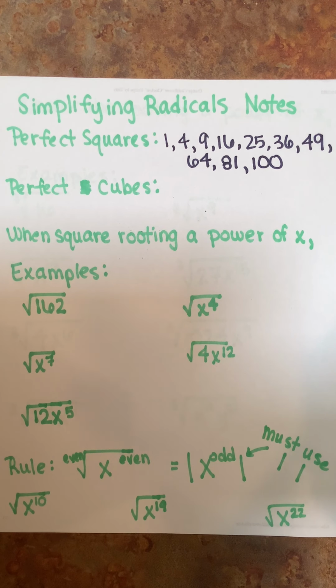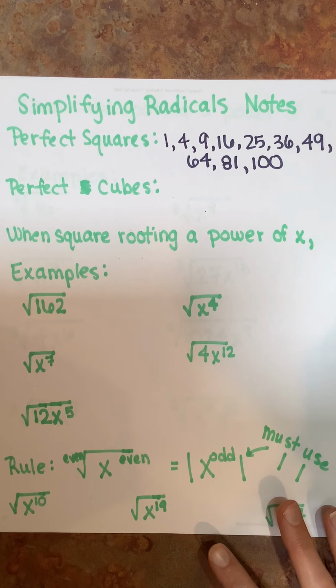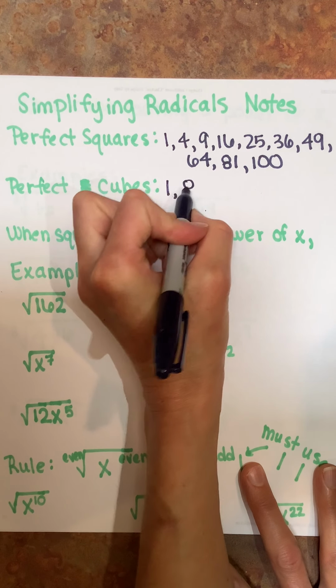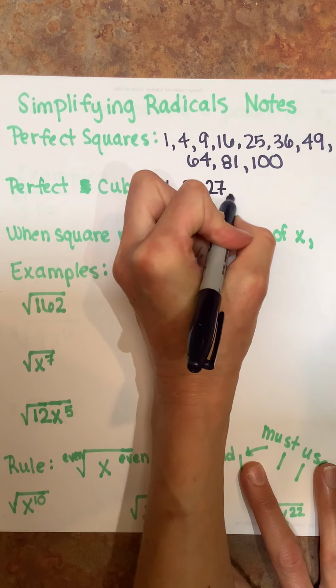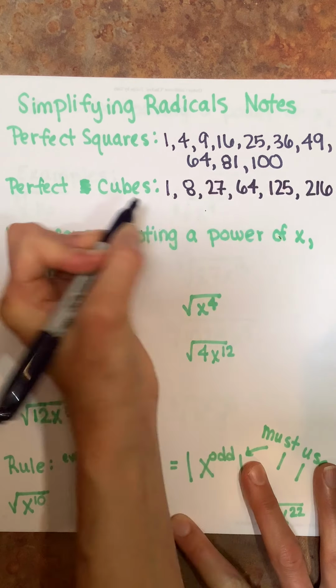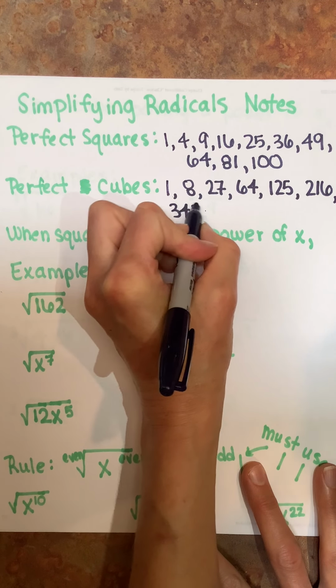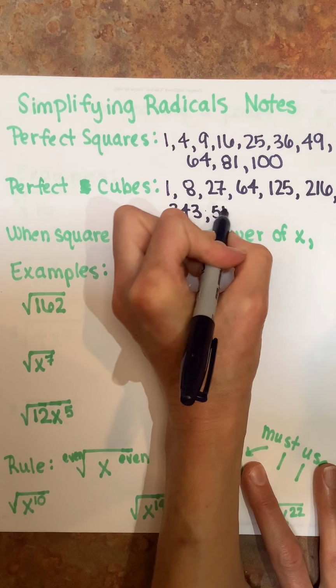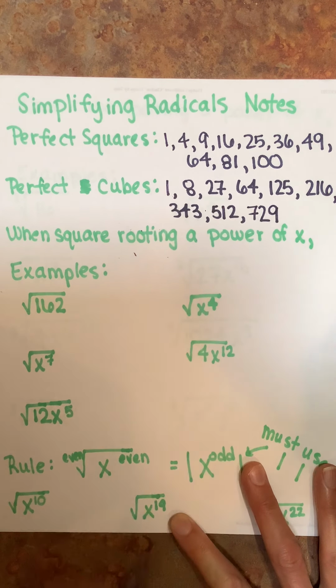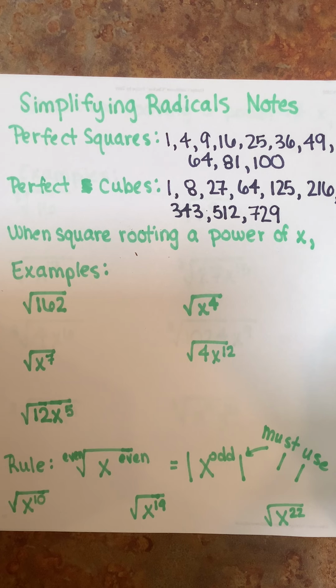Okay, I don't think I missed any. 2, 3, 4. That looks good. And then to simplify cube roots, we have to be really familiar with the perfect cubes. So let's write those out. 1 cubed, 2 cubed, 3 cubed, and so on. Okay, so let's simplify square roots first.